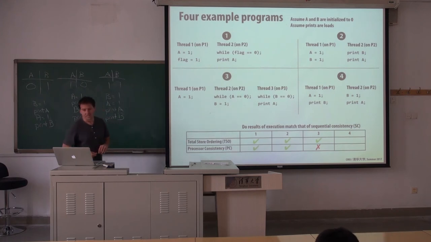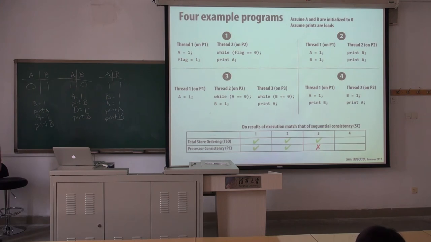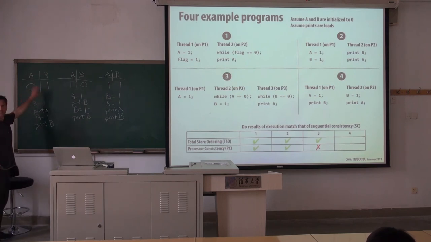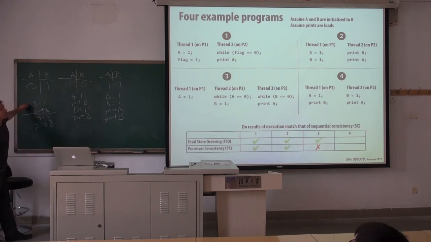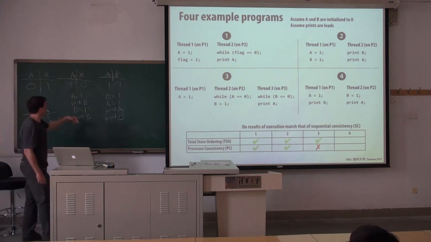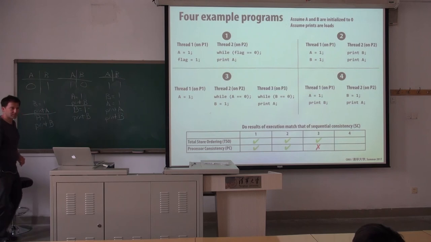Okay, so what I wrote on the board were the three valid printouts of this program if nothing is reordered, right? If we print 0, 1, that means we're running the second thread first. So we'll do B equals 1, print A, that's 0. Then the first thread runs, A equals 1, print B, that's 1. Or we can flip it around and do the opposite.